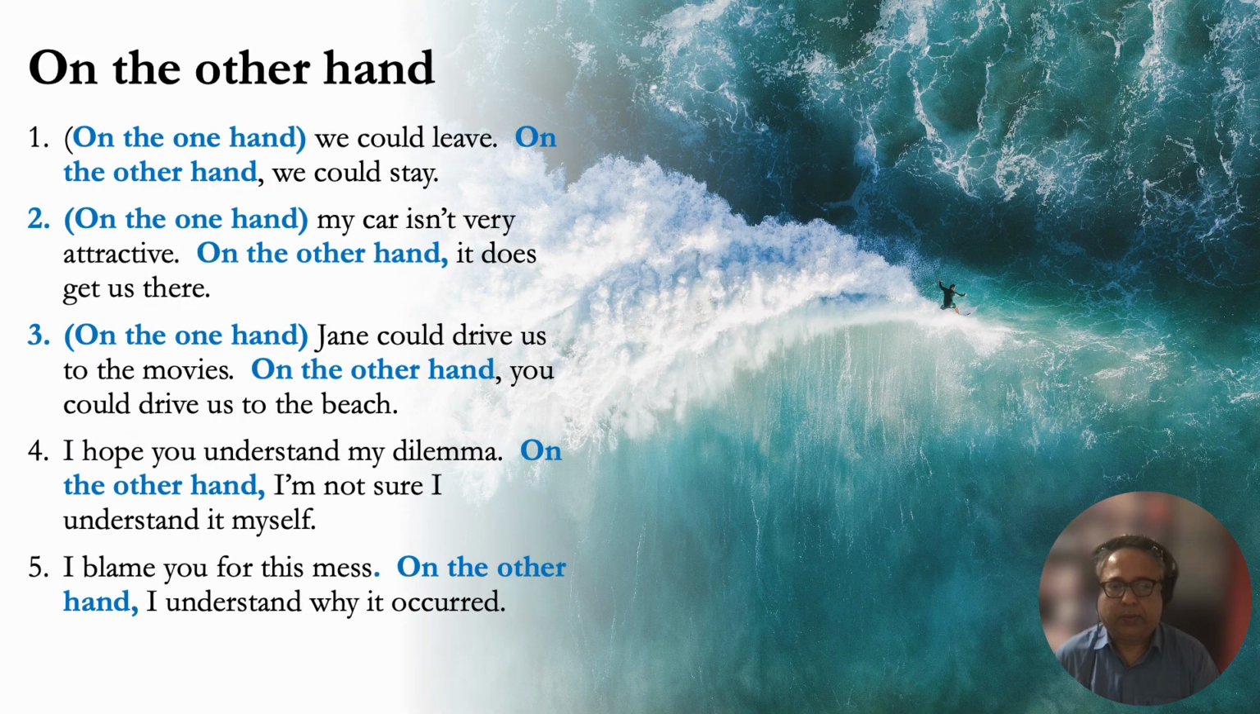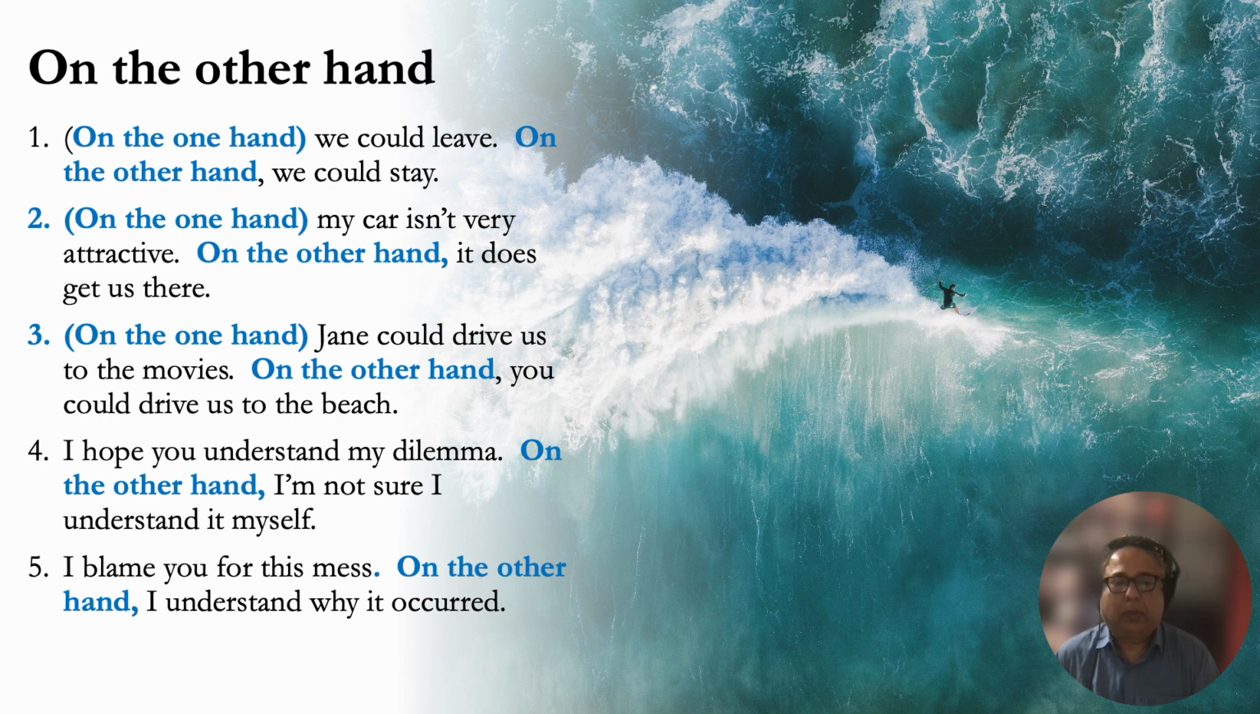Okay, on the other hand. Now, let me explain something very important. On the other hand refers to the same subject. This is important. When a person, either in writing or in a speech, says on the other hand, they are referring to the same subject. For example, on the one hand we could leave, on the other hand we could stay. Notice that both sentences have we. It means the subject or the agent is the same.